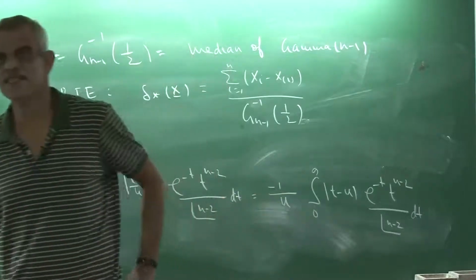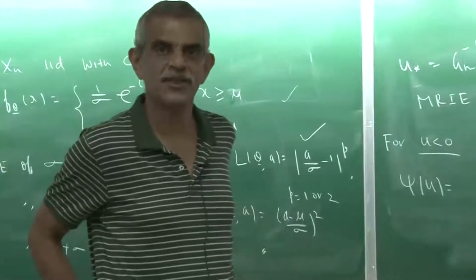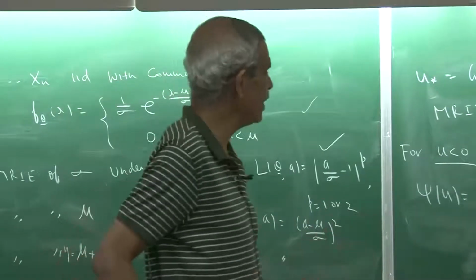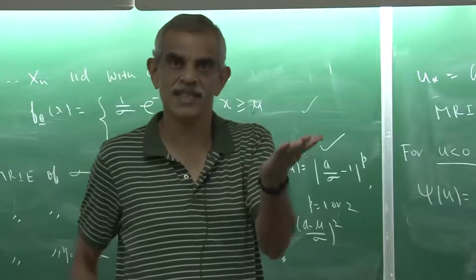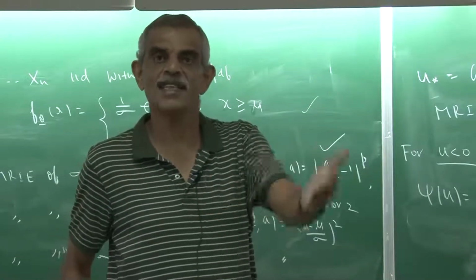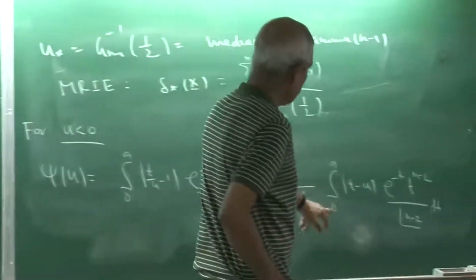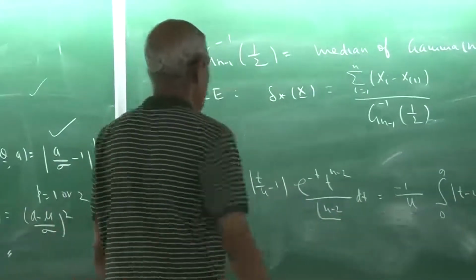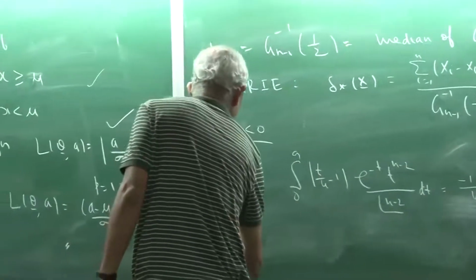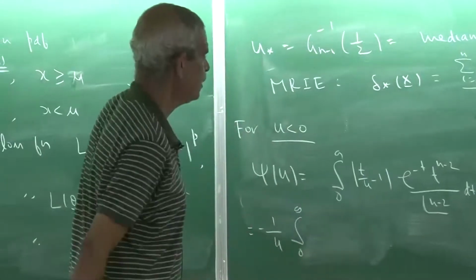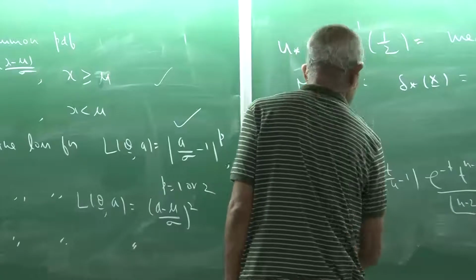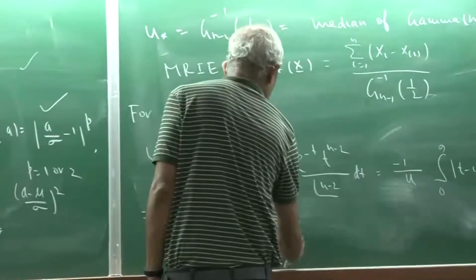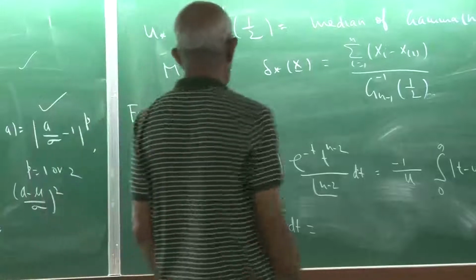Now, if you want, you can break this integral into two parts, t less than u and t greater than u. Now, t less than u will not make any sense because t is always positive. Sorry, u is negative. So t less than u, which is negative, will not make any sense. So t here is always greater than u when range is 0 to infinity. In other words, t minus u, because u is negative, t minus u is always positive. So this is same as minus 1 upon u, 0 to infinity, t minus u e to the power minus t, t to the power n minus 2 by factorial n minus 2 dt. This becomes minus 1 upon u.